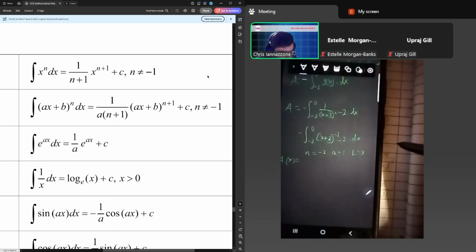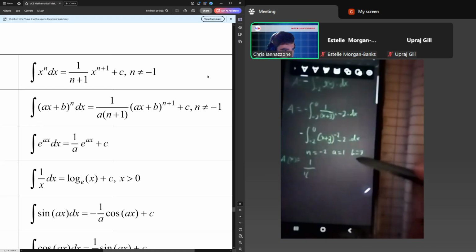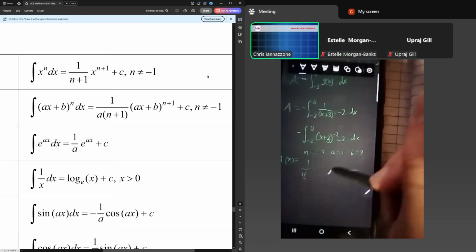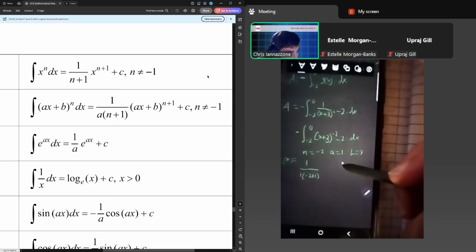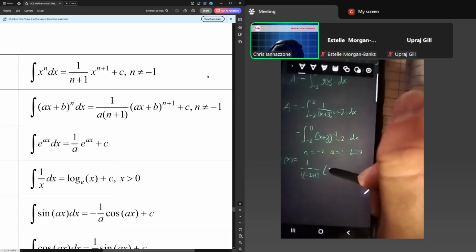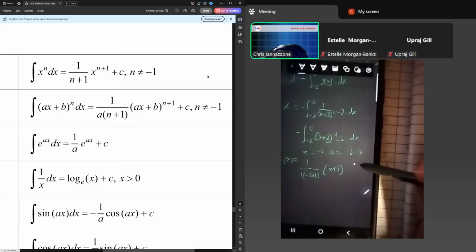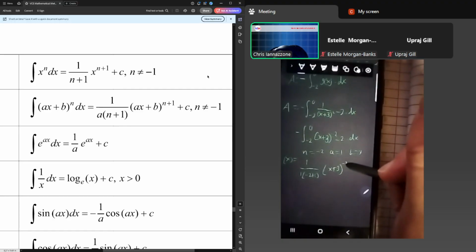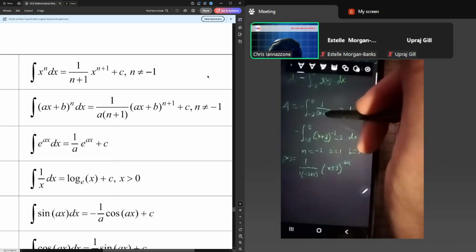So when we put them all in their spots, we should have 1 over (n + 1), so -2 plus 1, times (ax + b), which is just our x + 3, to the power n + 1, so -2 plus 1. That's this portion of it.